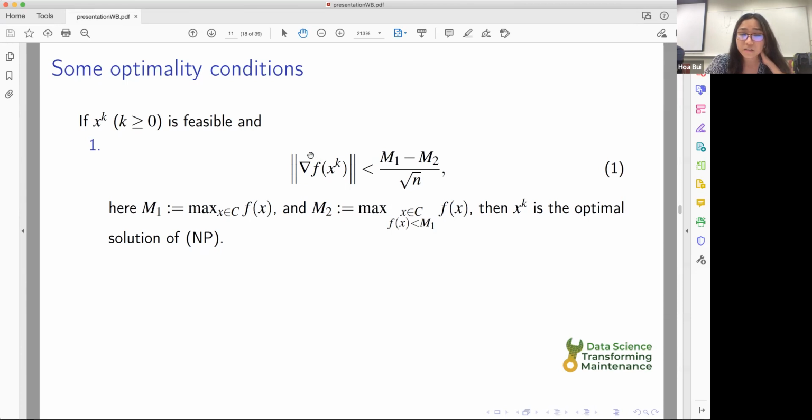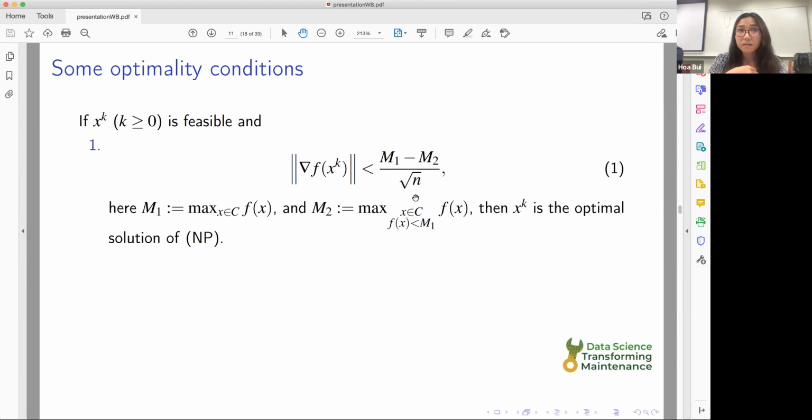First, if the derivative of the function f at our current iteration xk is small enough, in the sense that (m1 minus m2), where m1 is the best optimal value and m2 is the second best optimal value, divided by the square root of n, then xk is an optimal solution of NP. But the algorithm may not yet converge, because the stopping criteria may not be satisfied yet.